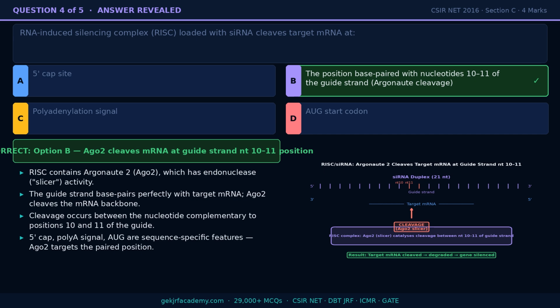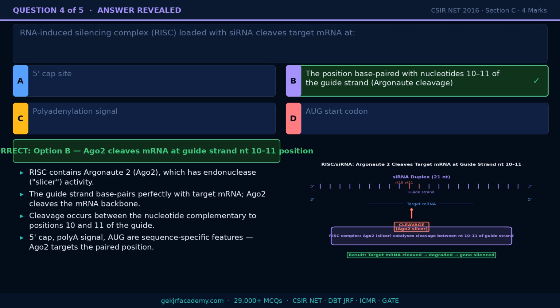The cleavage site is precisely defined. It falls between the nucleotide complementary to position 10 and the nucleotide complementary to position 11 of the guide strand, counting from the 5' end of the guide. This places the cut at the center of the 21 nucleotide guide target duplex.